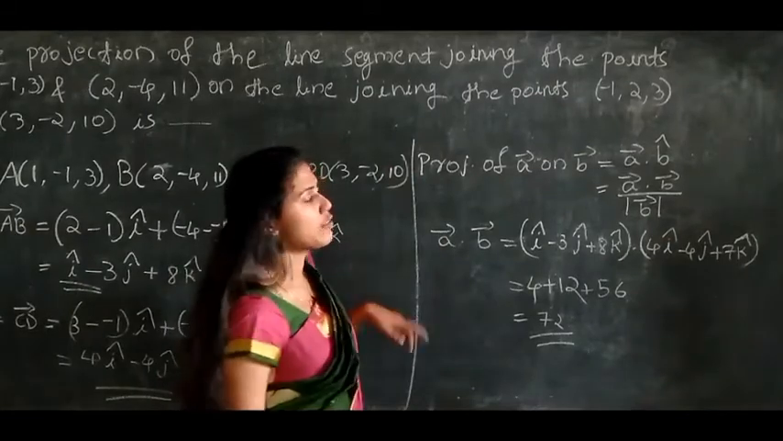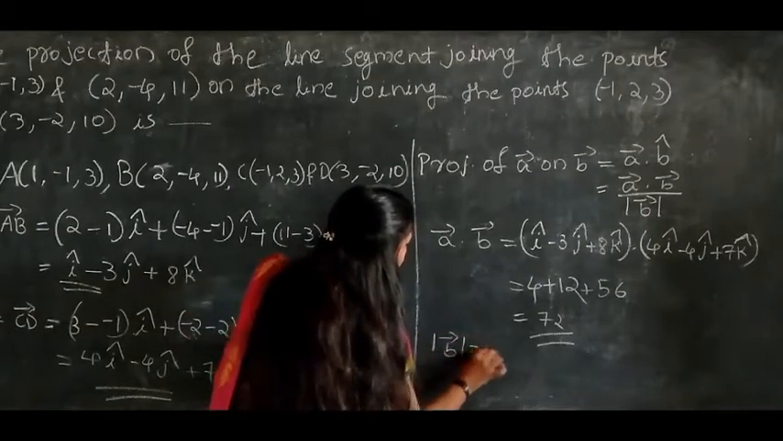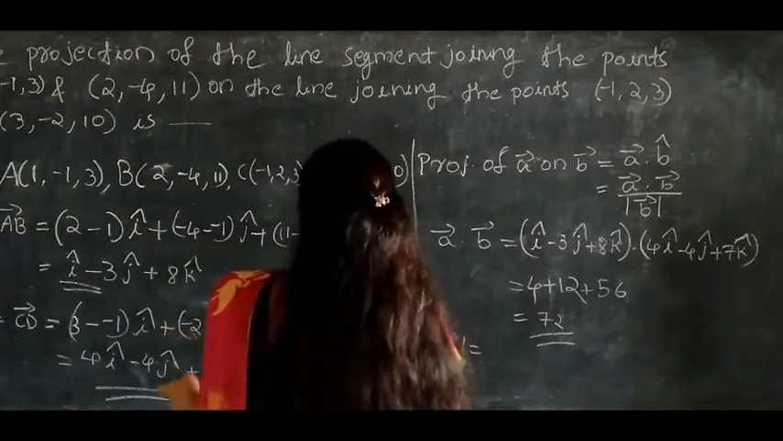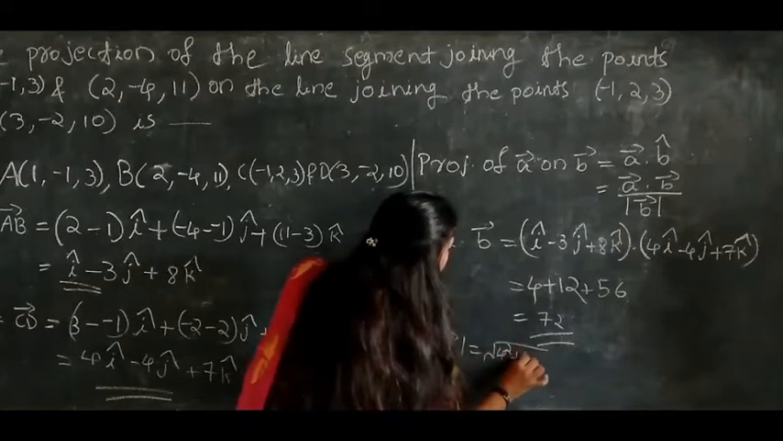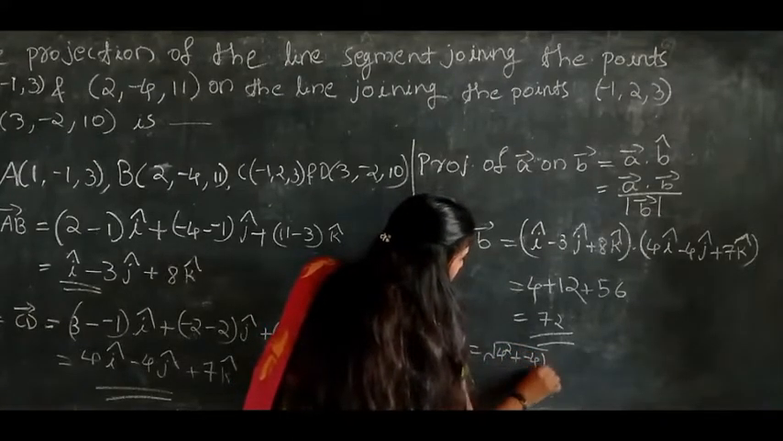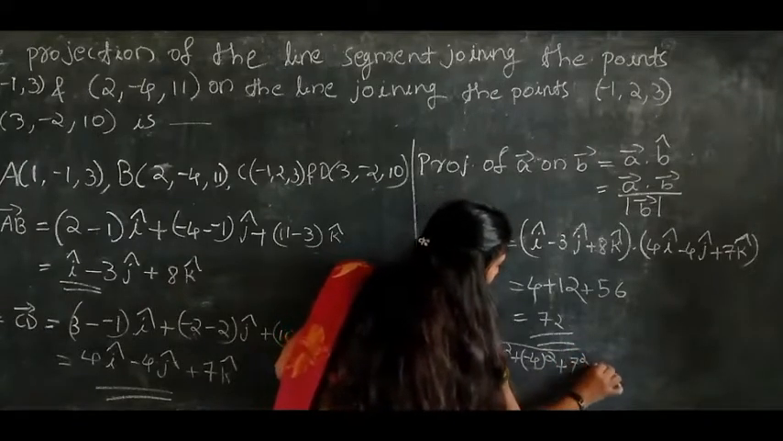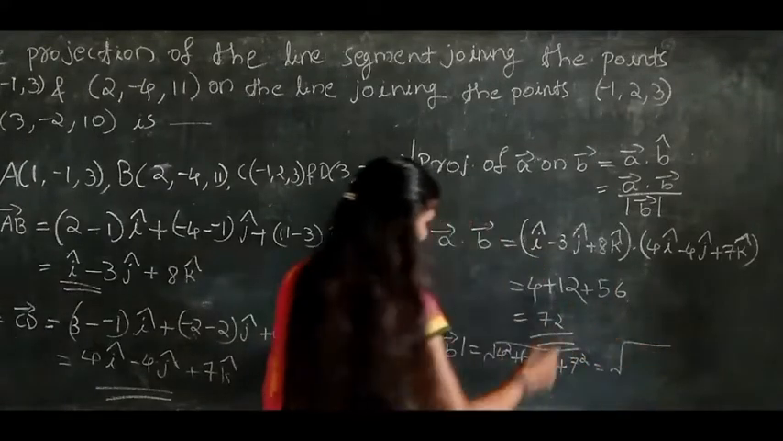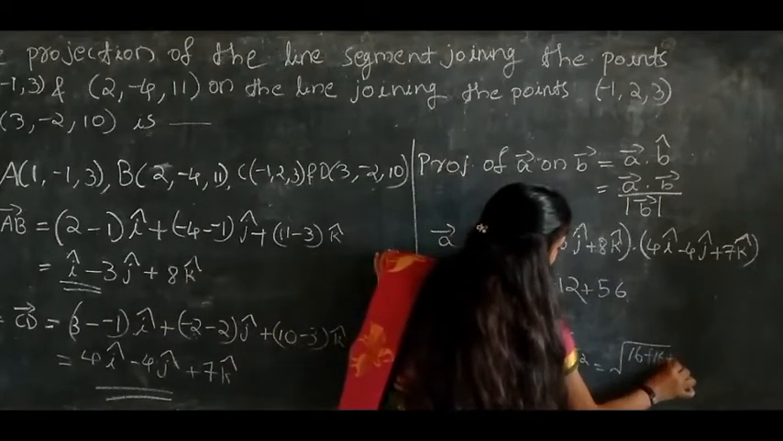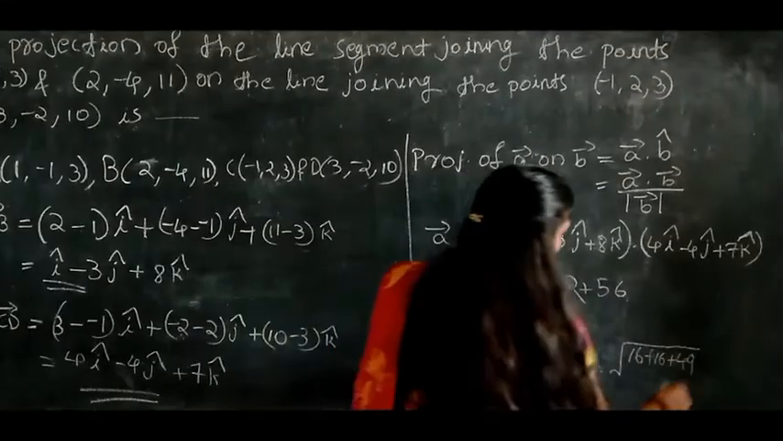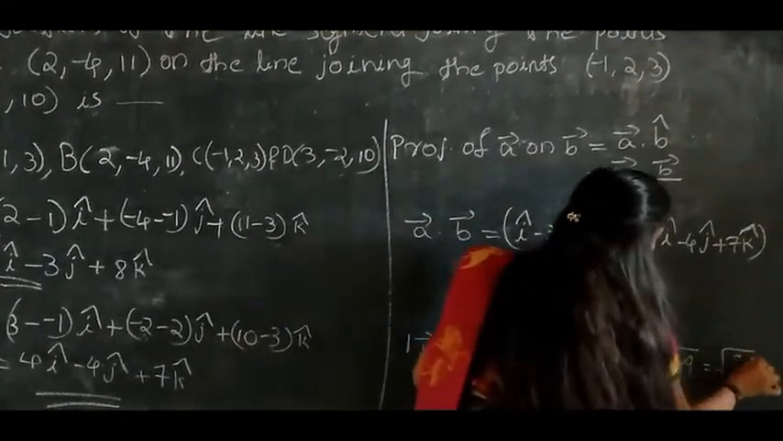Now we have to find mod vector B. Mod vector B is equal to root of 4 square plus (-4) square plus 7 square, which is equal to root of 16 plus 16 plus 49, which is equal to root of 81, which is equal to 9.